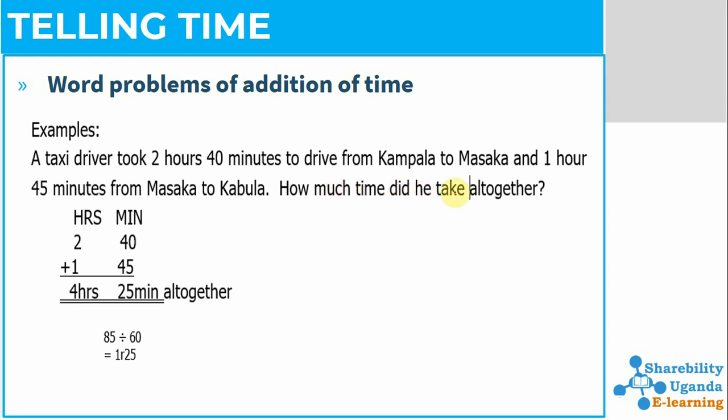Now, when they talk about altogether, this is what helps you to understand that they really want addition of these hours. How much time did he take altogether? Altogether. That means they want you to make some addition here.